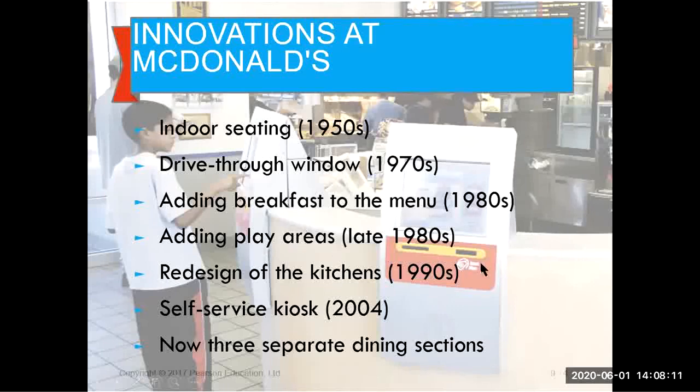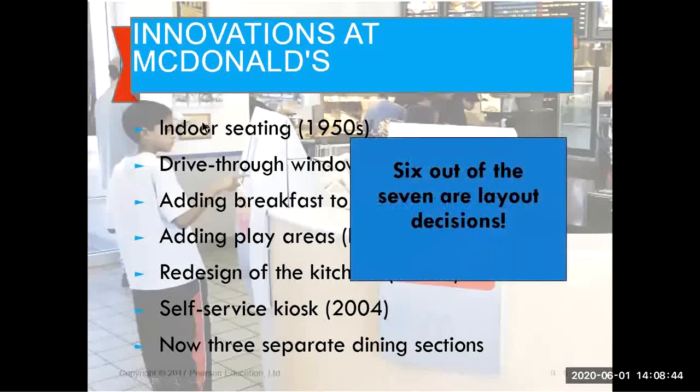And then in the late 1980s, they added play areas in the McDonald's restaurant. Then they redesigned the kitchens in the 1990s. They added a self-service kiosk in 2004, but I think in Malaysia, they just recently added a self-service kiosk. So now they have 3 separate dining sections. That is the innovation in McDonald's.